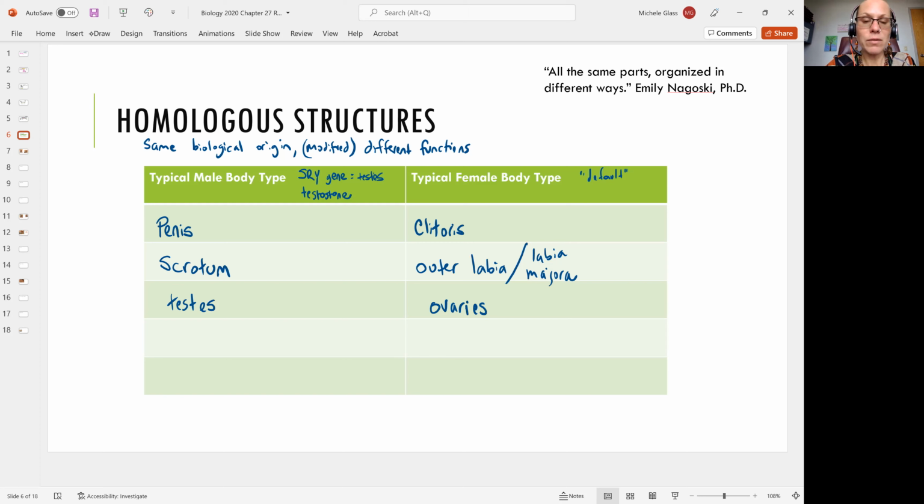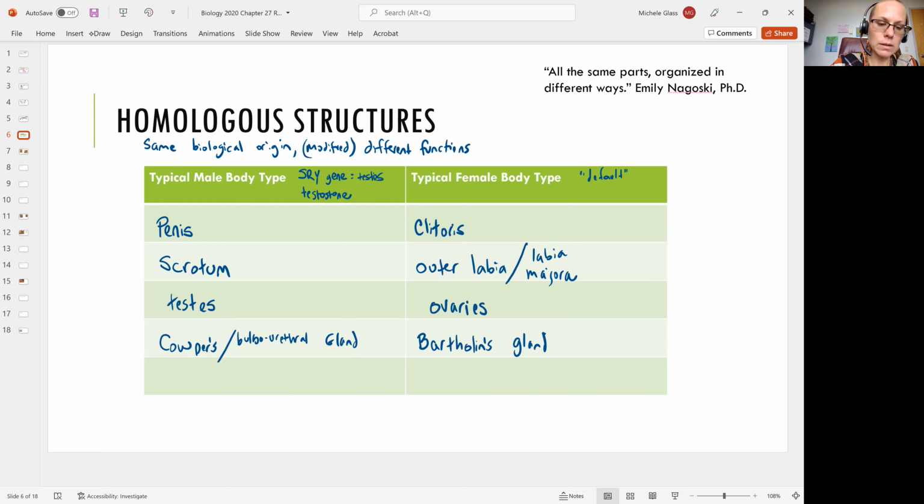And then we have a set of glands that are going to be homologous. So we have the bulbourethral gland in the male body type. And then we'll see this having a homologous structure in the female called Bartholin's gland.